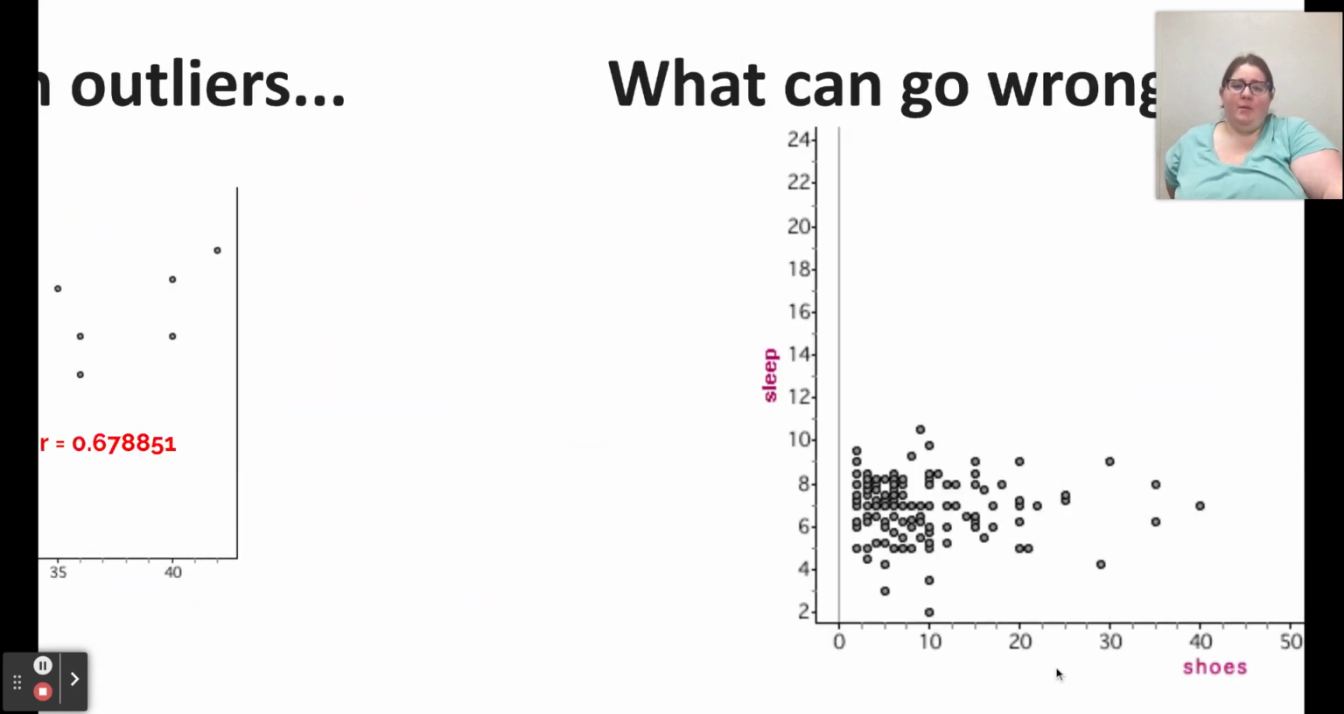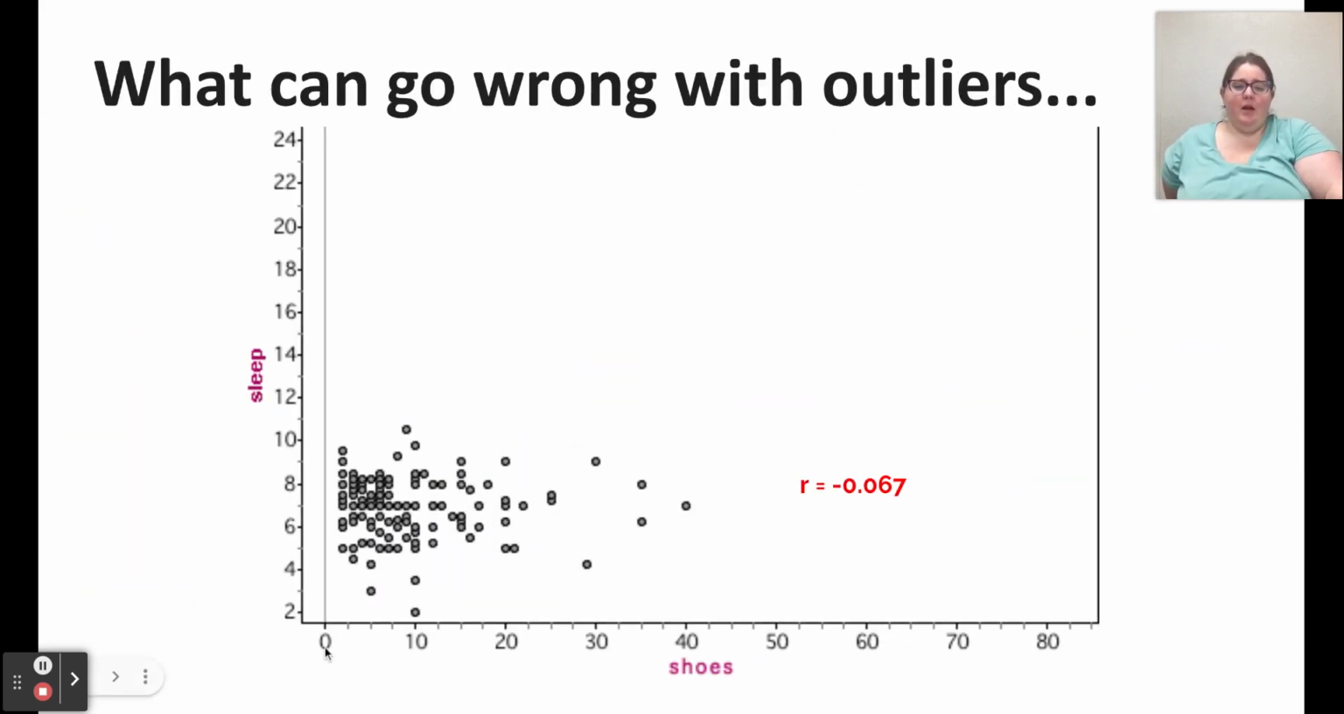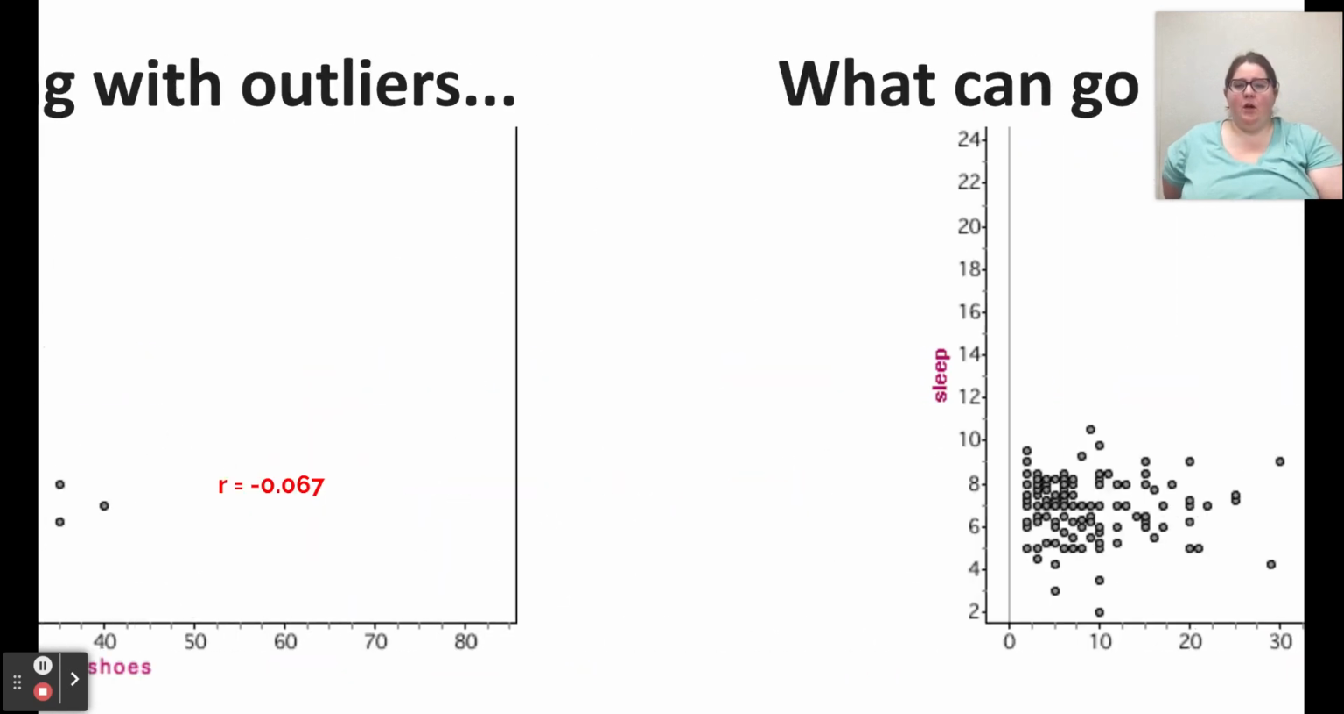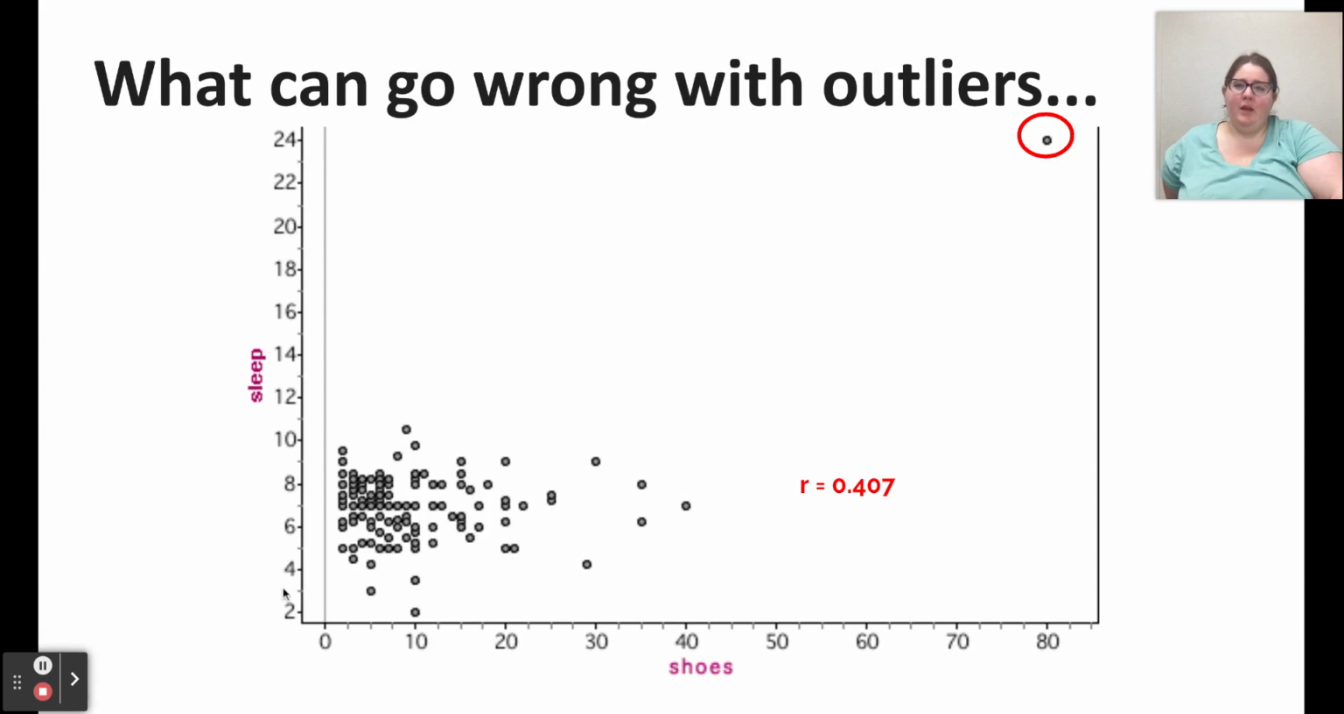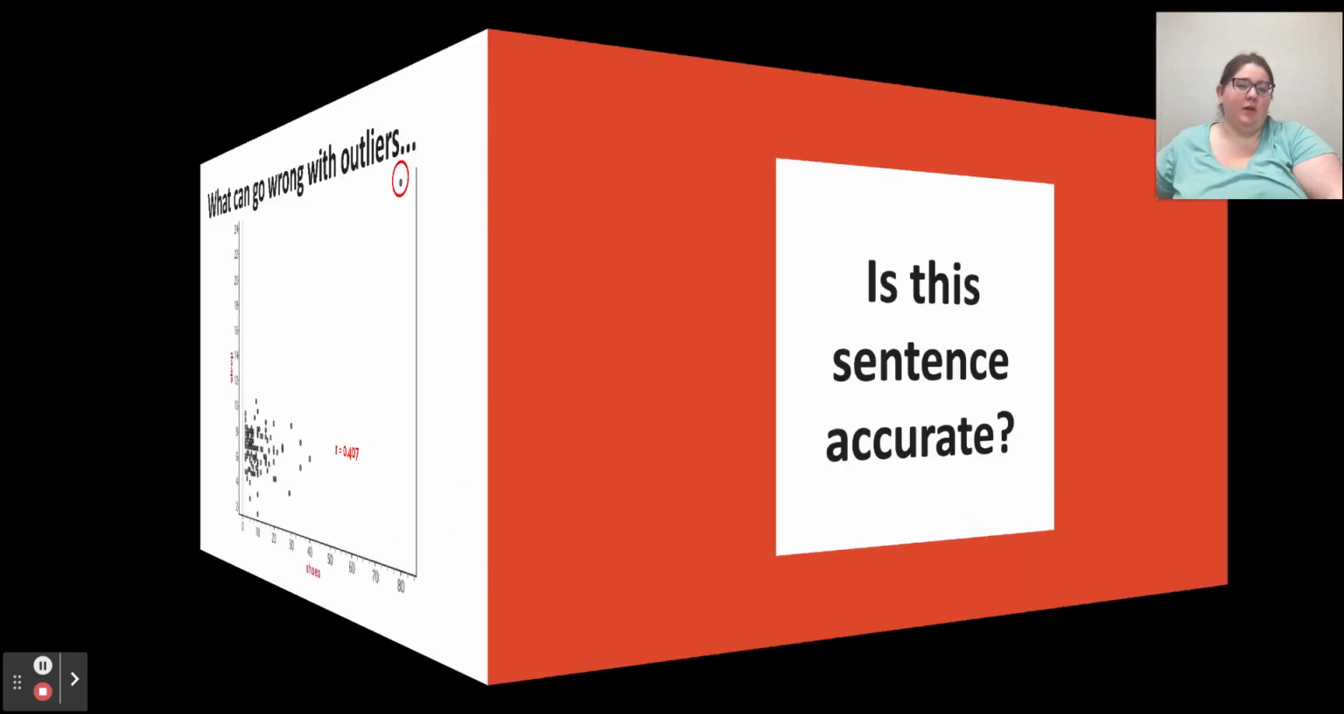So we went from something that was technically strong and positive, and with just one point, we are now in the moderate section. Another more extreme example is looking at the number of pairs of shoes that someone has versus the amount of sleep they got last night. So clearly not something we expect there to be a relationship between. And we see that. The R is negative 0.067, so pretty close to 0, pretty much no linear relationship. But if I add one single point, someone who has 80 pairs of shoes and got 24 hours of sleep last night, we now see that R is 0.4. So it changed from pretty much 0 to 0.4 just from one single point. So things to keep in mind: outliers can have a strong effect on correlation.